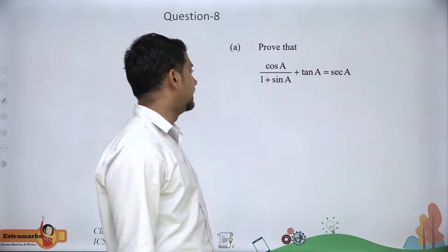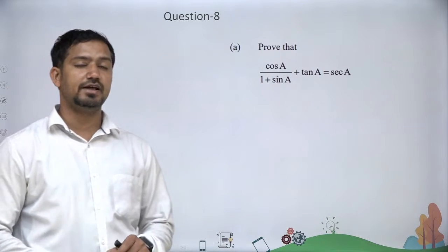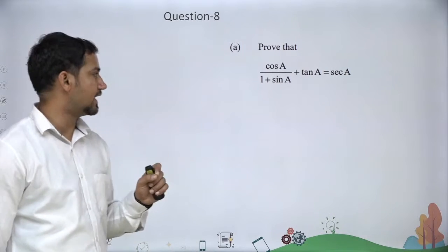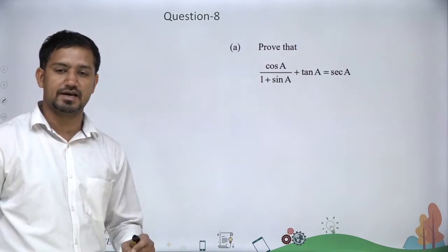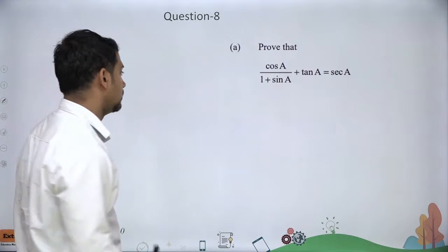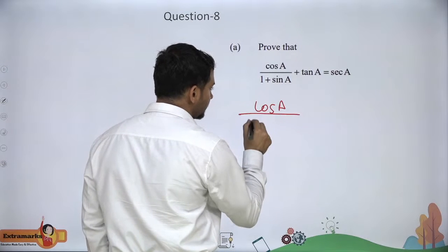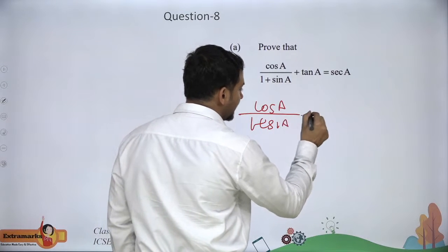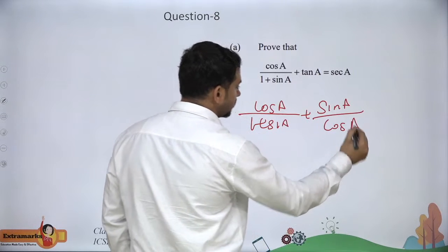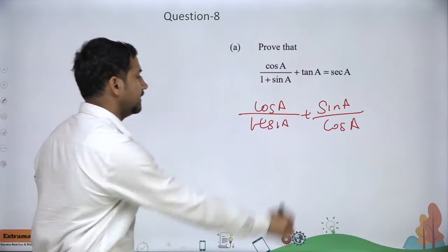Now the next question is: prove that cos A upon 1 plus sin A plus tan A is equal to sec A. First of all, we know that cos A and sin A we don't change, but tan A is sin A upon cos A.